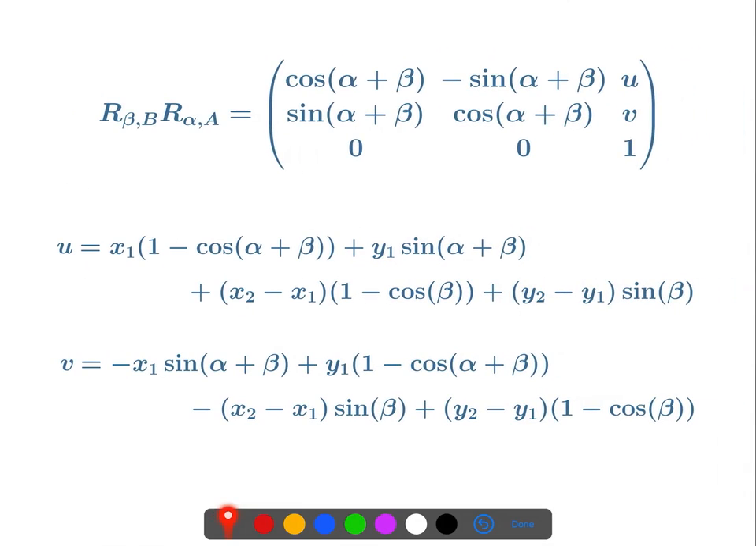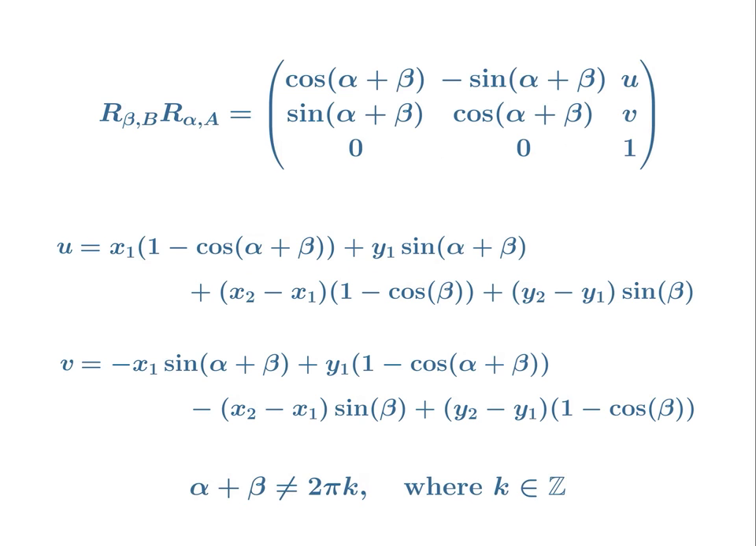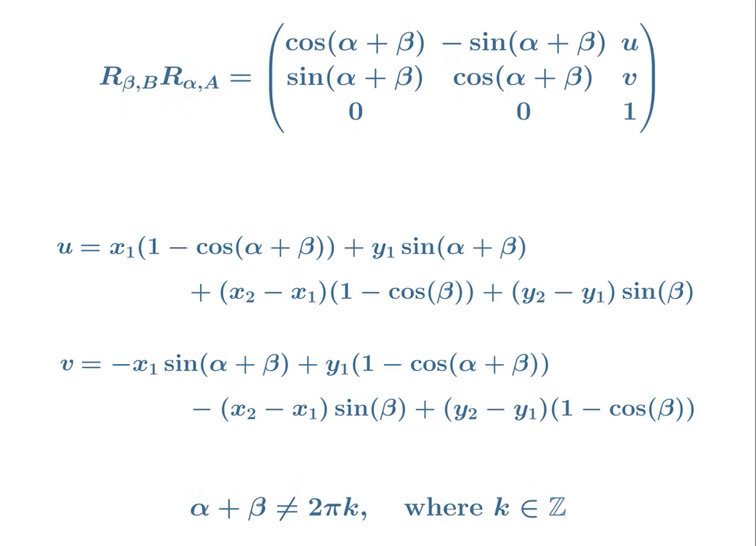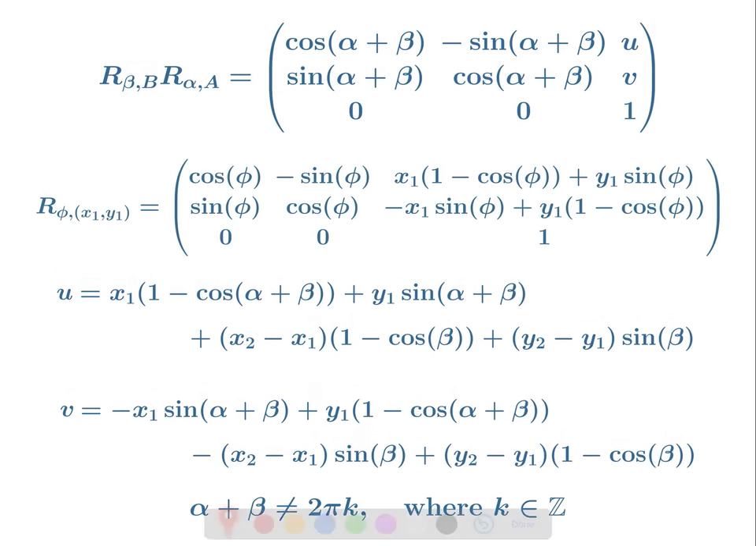But the hard part is when we have this rotation matrix, the product of these two, and we have alpha plus beta not being an integer multiple of 2 pi. So I've actually written this, so it's pretty nice. Let me remind you again what the rotation matrix is that we want. This is the rotation matrix we want.